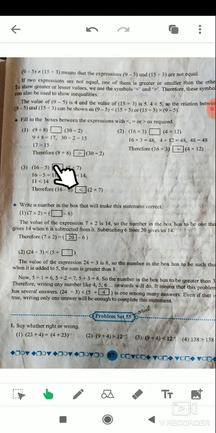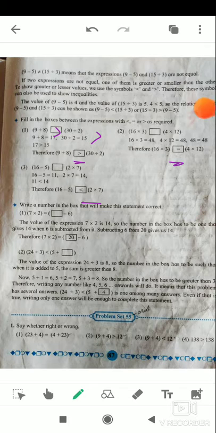Okay, now 9 plus 8, the answer is 17, and 30 divided by 2, the answer is 15. So 17 is greater than 15, so here the greater than sign is written. Now 16 multiplied by 3, the answer is 48, and 4 multiplied by 12, the answer is 48. So here the equals sign is written. See, here is the less than sign, and like that we will solve.